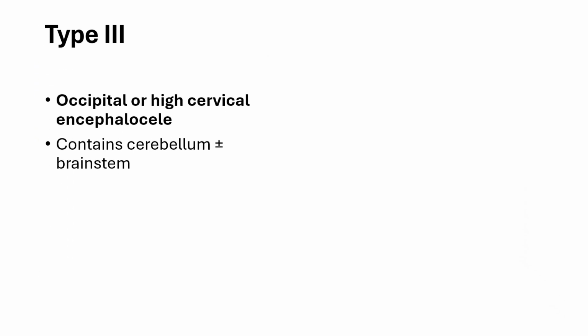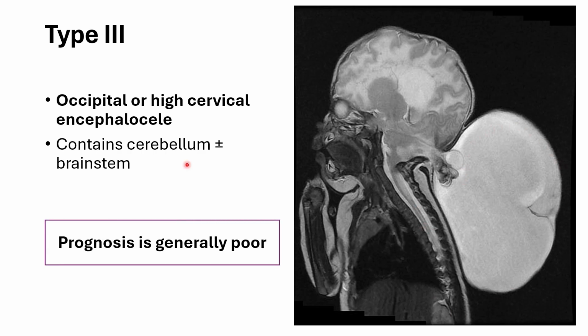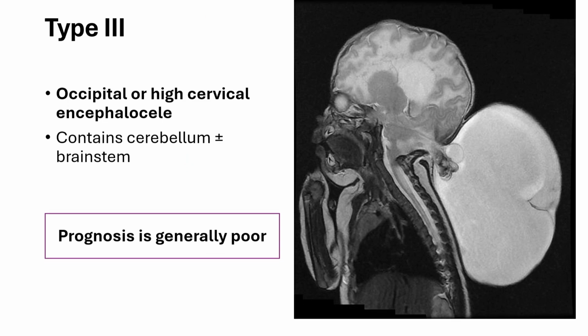Type 3 Chiari malformation is a rare condition but a much more severe form. What is the structure involved and what could be the pathology? There is an occipital or high cervical encephalocele which contains the cerebellum or brainstem. We can see here a large encephalocele in the occipital region through which the cerebellum is herniated. Its prognosis is poor. So it is the most severe form.